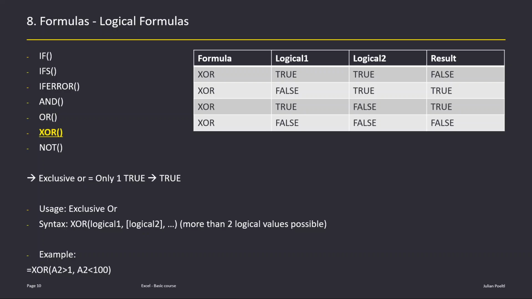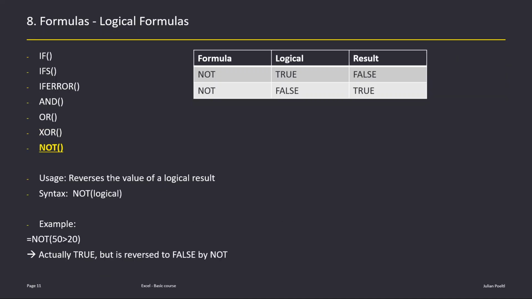The XOR function only hands out true if exactly one value is true. So if both values, or three or four values, are false, it will hand out false. Also, if every value is true, it will hand out false, since it only hands out true if exactly one value is true. And the NOT function reverses the value of a logical result. So true becomes false and false becomes true.